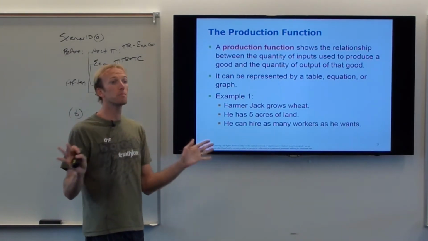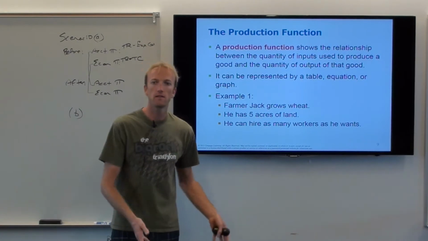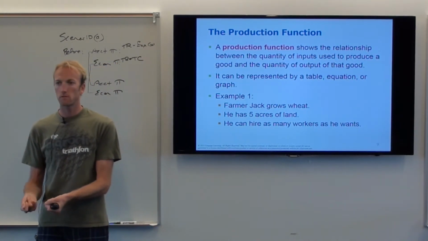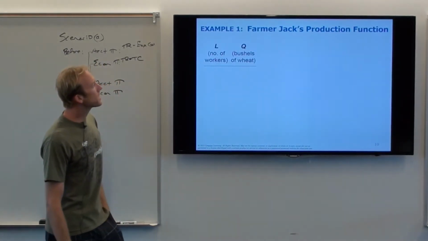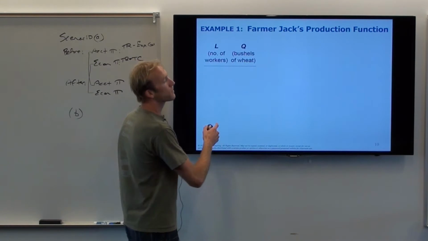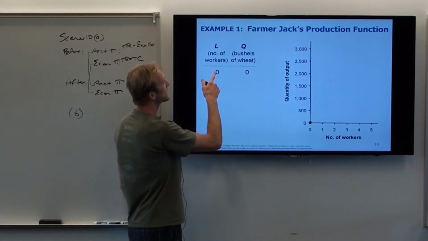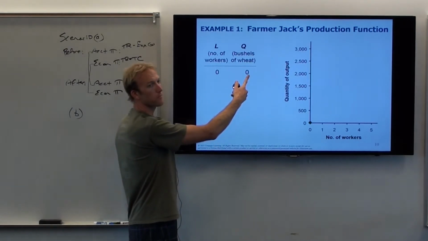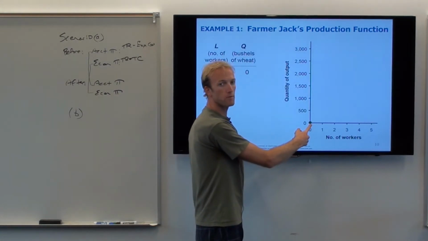Just make it as simple as possible, right? We have some capital, let's call it the land, and we have some labor, some workers. That's all we've got. So let's write down the production function as a table. When he has 0 workers, how much wheat does he make? 0. That's obvious. So let's graph that. It's at 0, 0.